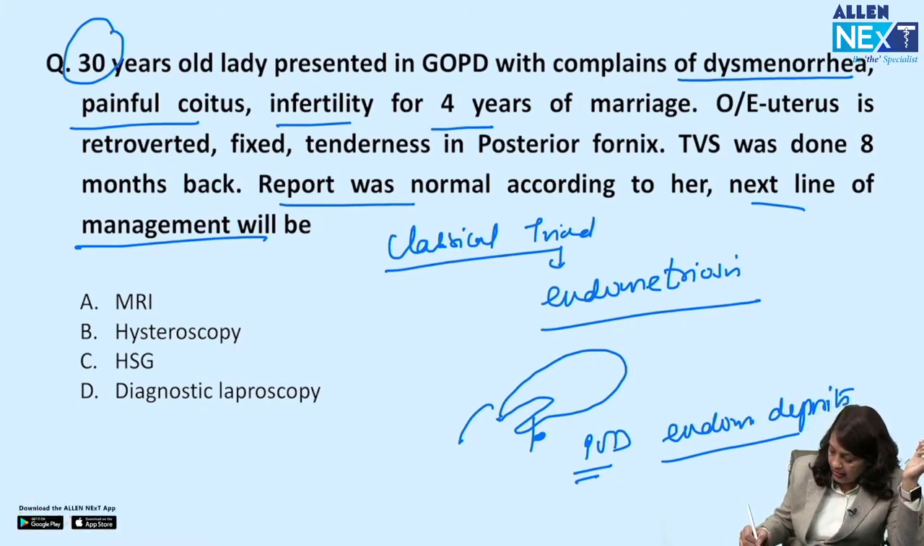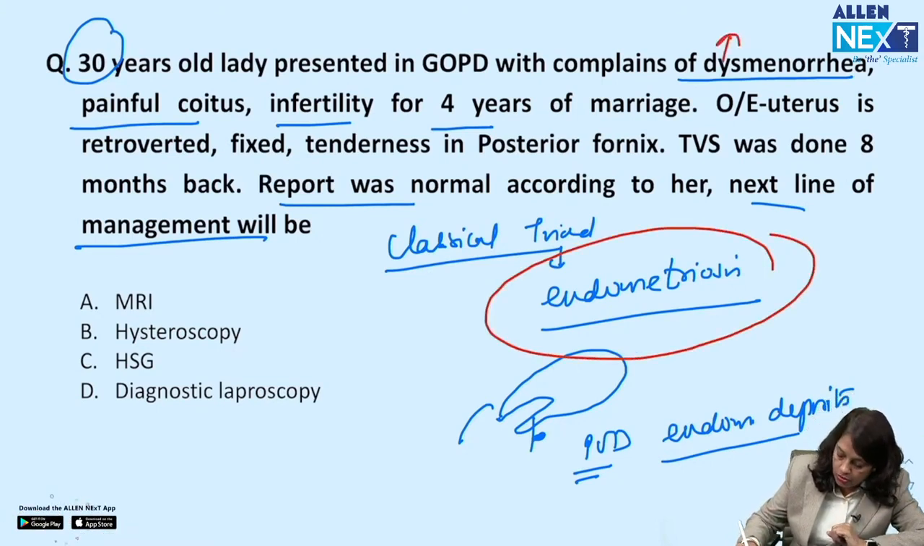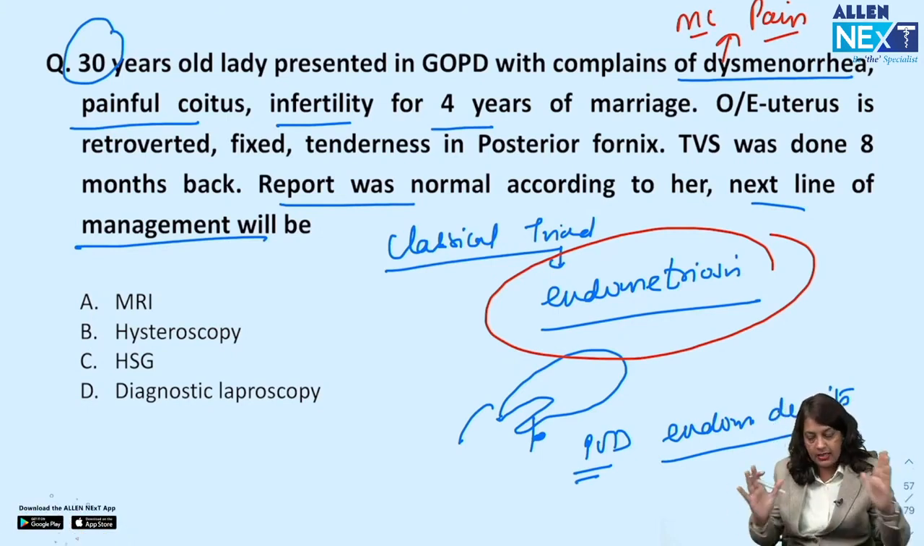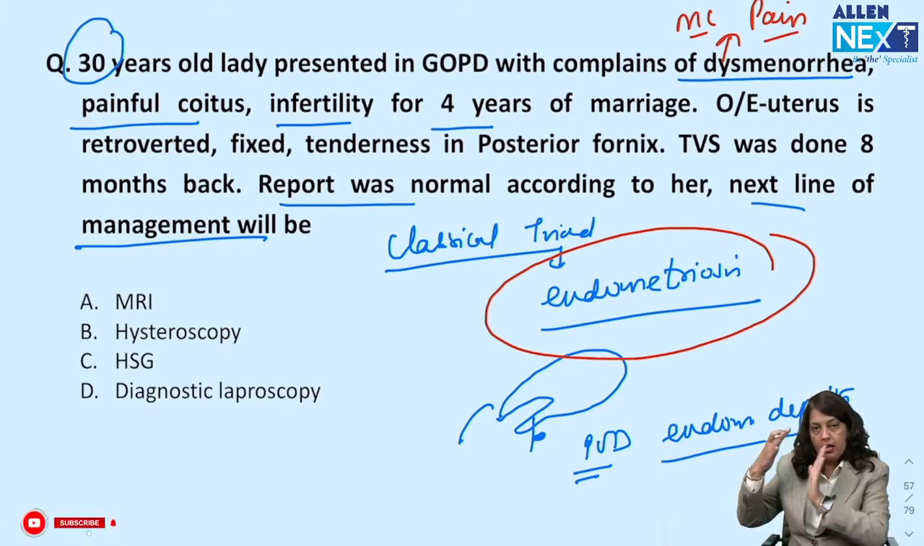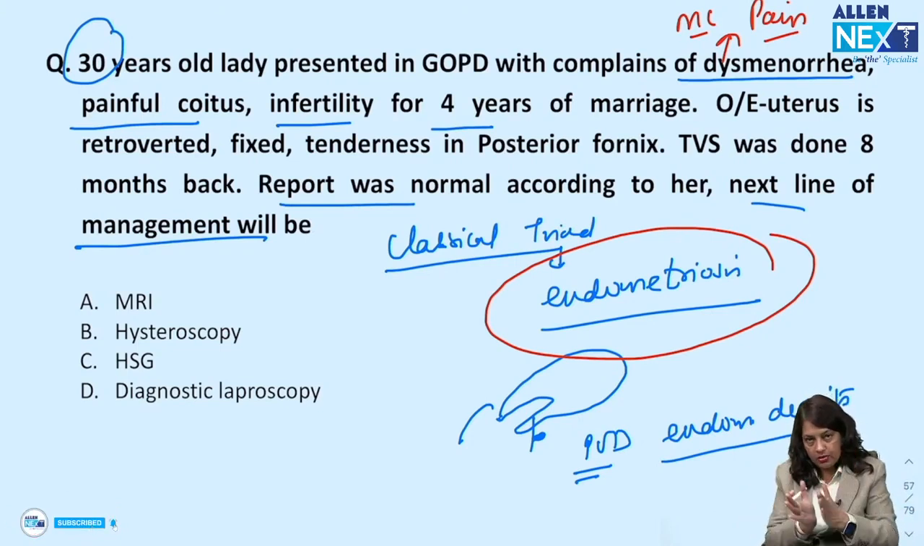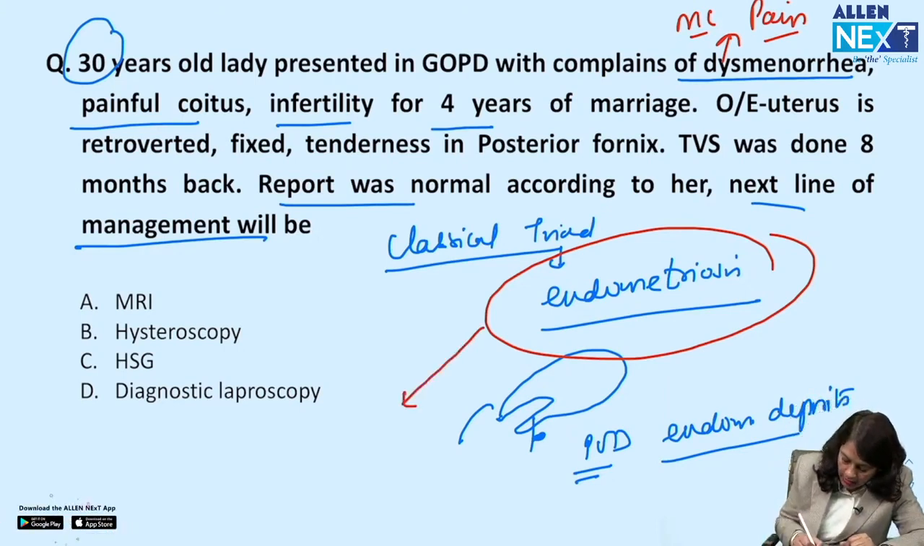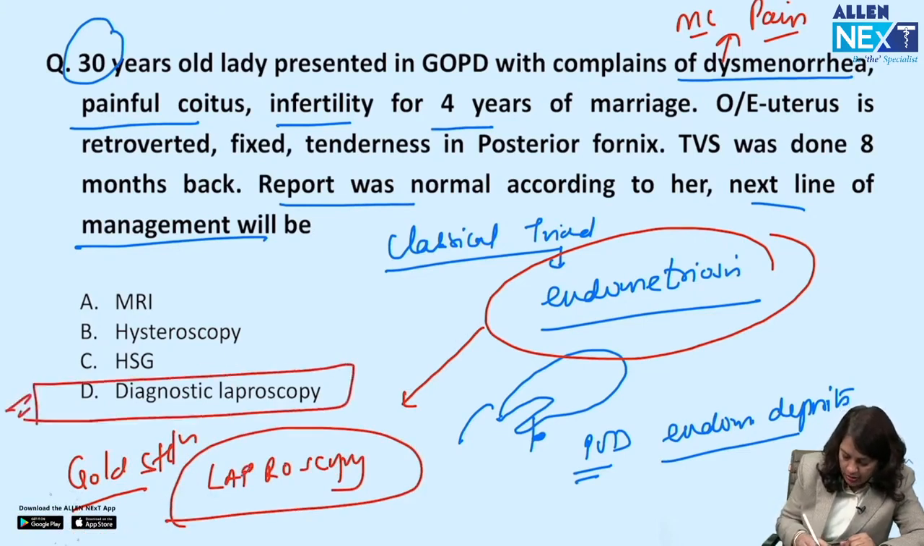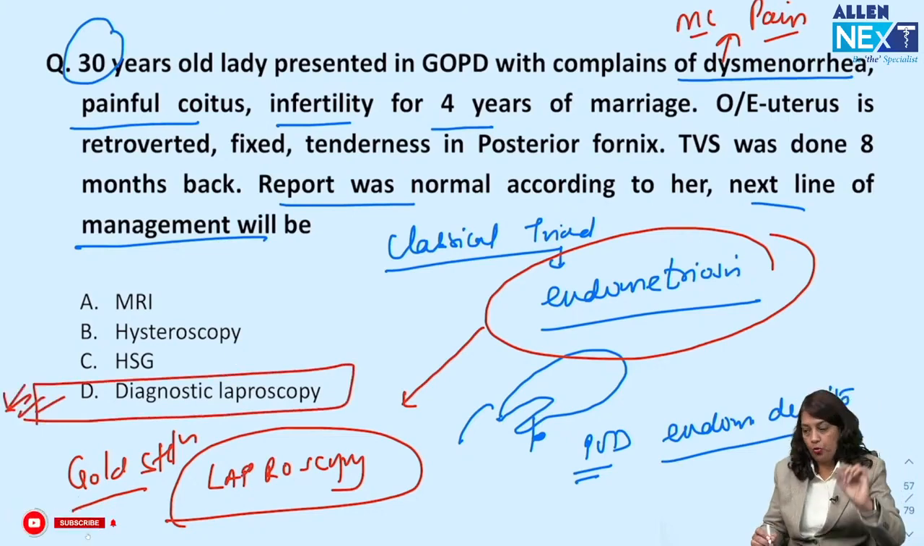Endometriosis हमने diagnosis बना ही लिया है because dysmenorrhea, pain is the most common symptom. Then there is dyspareunia, painful coitus because of pouch of Douglas endometriosis. Then there is infertility. So the classical triad of dysmenorrhea, infertility, dyspareunia, uterus fixed, normal size, retroverted, so it is endometriosis. I would like to go for the gold standard investigation, that is laparoscopy.